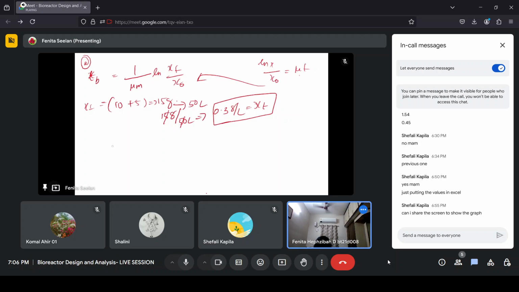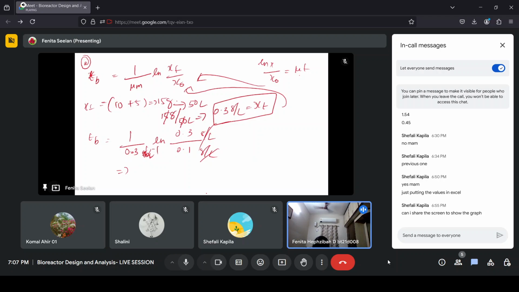So now let's substitute this xt value here. We know the concentration of x naught already, which is given. So if you do the calculation, 1 by mu max is what? 0.3. And ln of, this is gram per liter, xt is 0.3, this is 0.1, cancel it. This is our inverse.